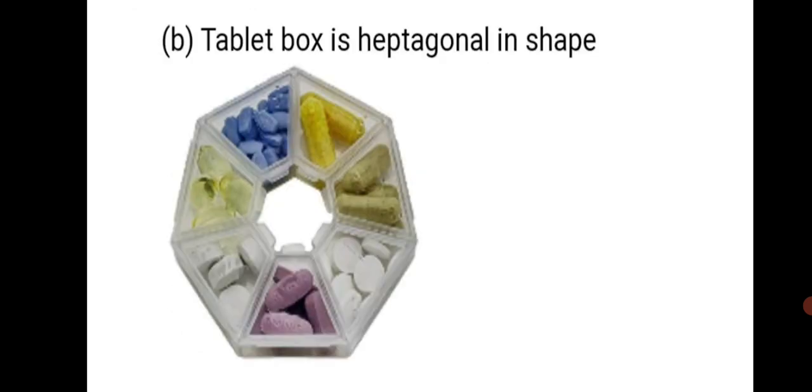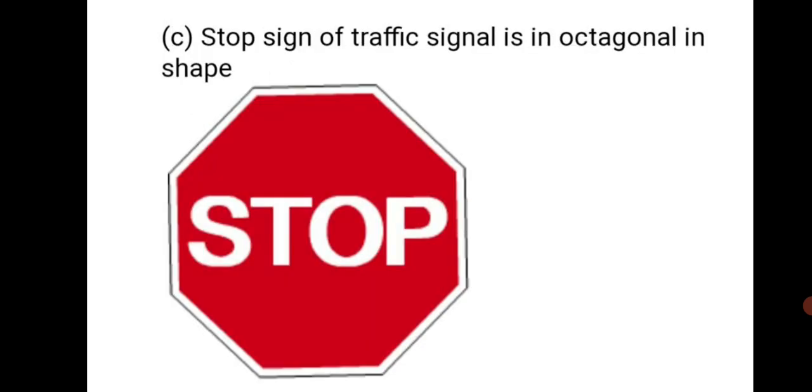Second, a tablet box is heptagonal in shape. You will see there are 7 sides of a heptagon. So you can show a tablet box for heptagonal shape. Third, we have the stop sign of a traffic signal, which is octagonal in shape, that is, 8 sides. So you can draw this figure in your book.